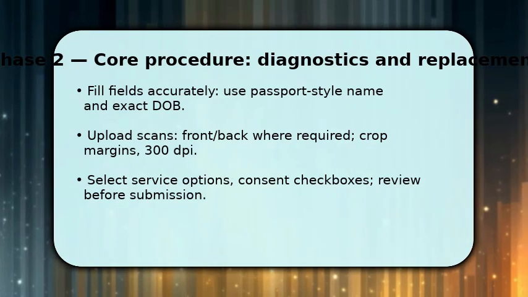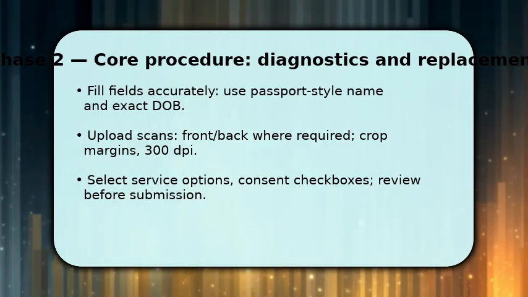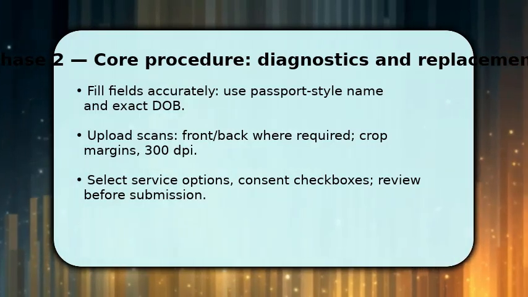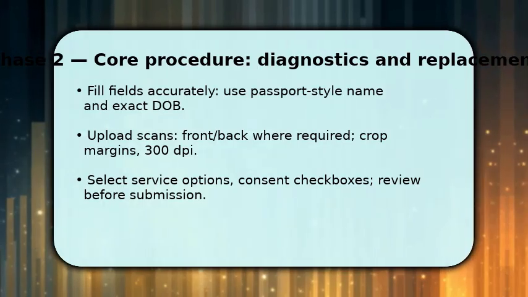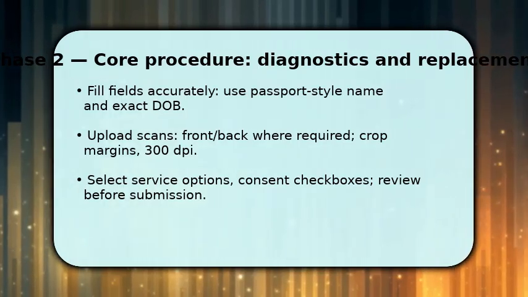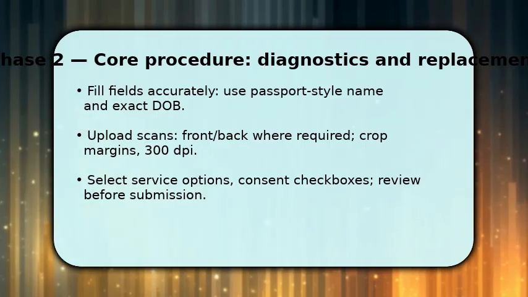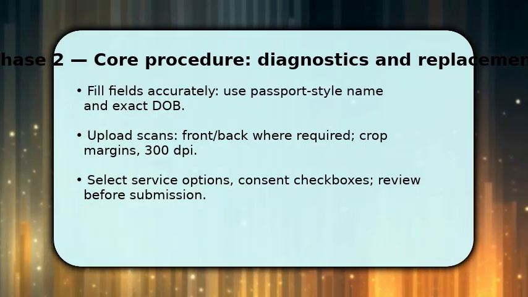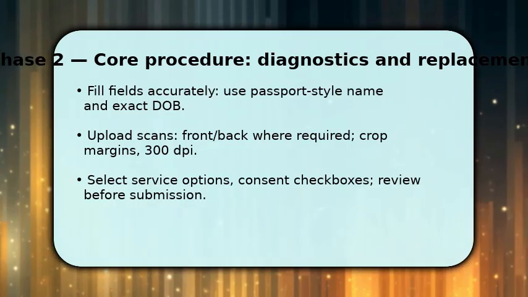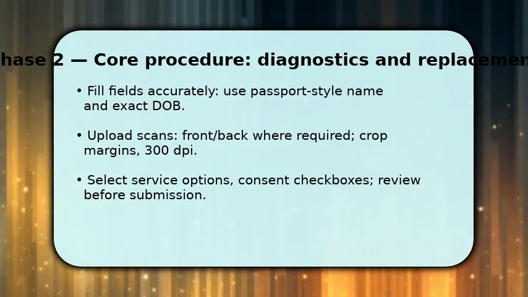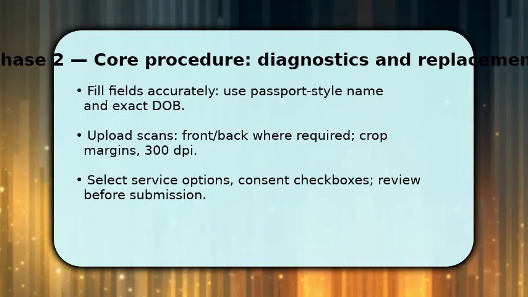Carefully type your name exactly as on official ID and pick the matching date of birth. Inconsistencies trigger manual review. Upload the required front and back scans, cropping out shadows and keeping resolution near 300 dpi so OCR reads correctly. Then select any service options, check consent boxes, and preview the filled form.